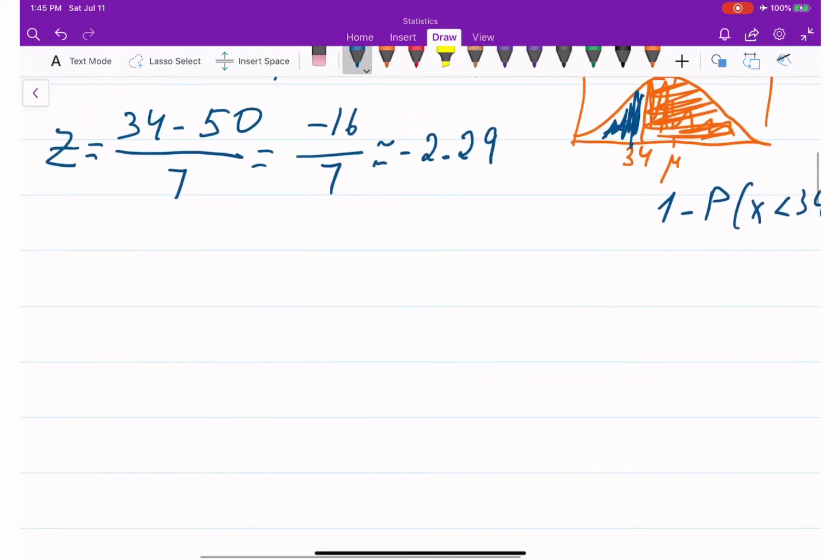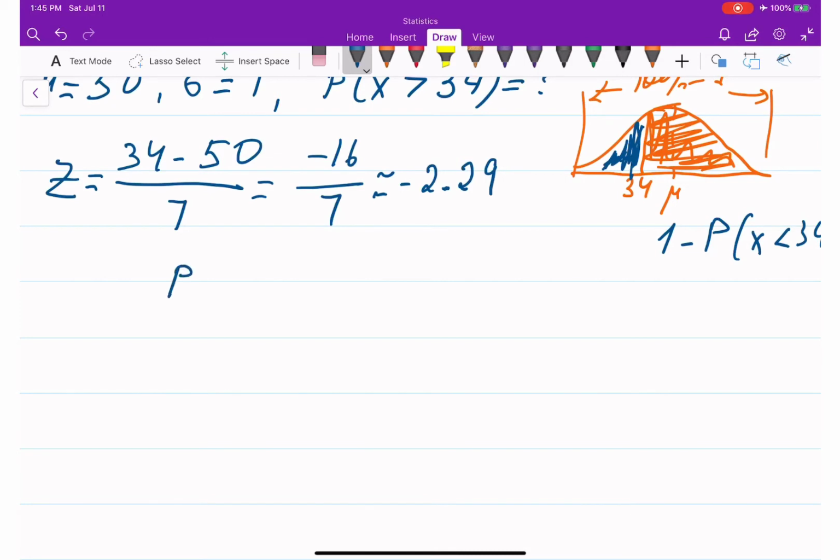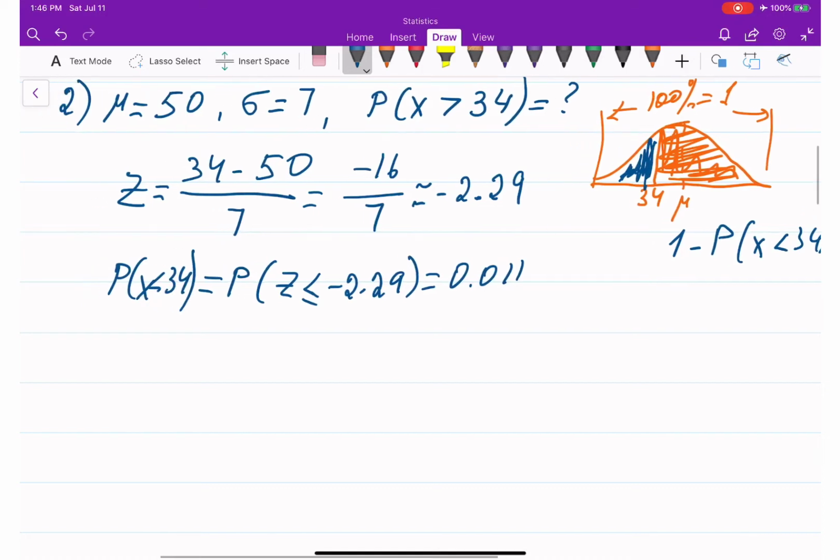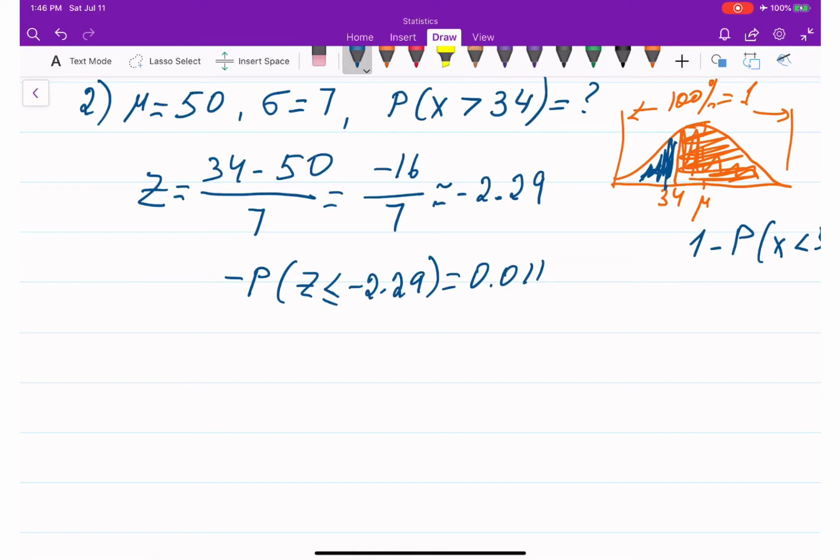So probability from z-score equal negative 2.29 is equal 0.011, which is the same thing as probability of x less than 34. Now we found 0.011 is this blue area.